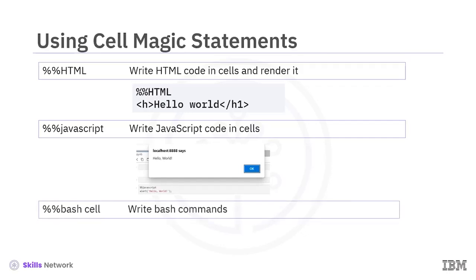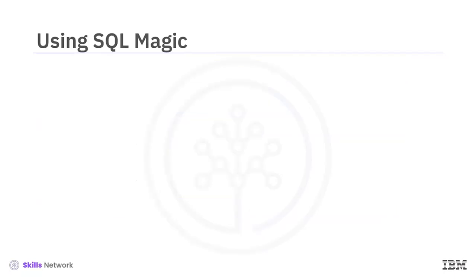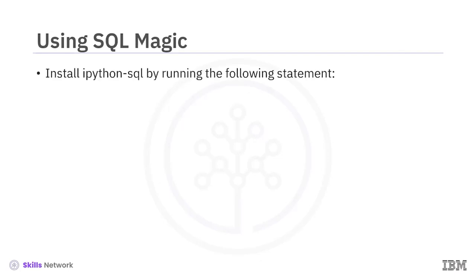%%bash cell magic allows you to write bash commands. For example, the use of bash script statement echo generates the text "Hello World" as would be received in a terminal. Before you can use SQL Magic, however, you will need to install some dependencies. First, install the ipython-sql library, which allows SQL Magic. You can do this by running !pip install --user ipython-sql in a code cell of a notebook.